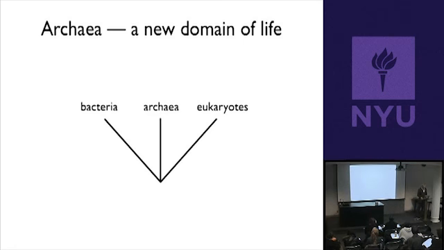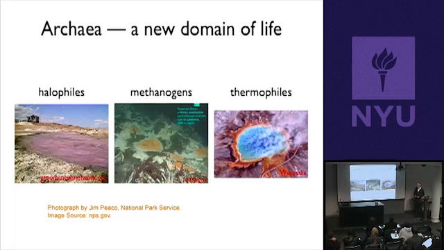Okay, so there are three major categories of Archaea. They're called halophiles, methanogens, and thermophiles. Okay, and I just want to go through this to give you an idea of how weird they are and why it probably took a long time to figure out that they existed and that they are a different branch of life. So halophiles are things that like salt.